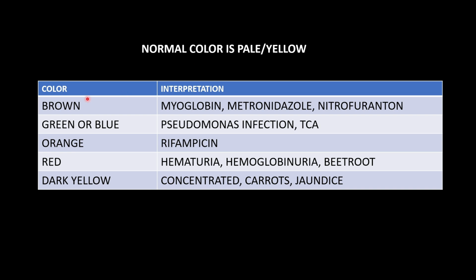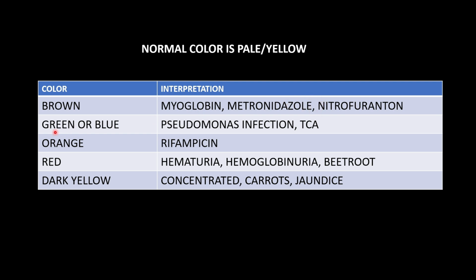So if the patient comes with the urine RE report, which is the urine test report, and it shows color of brown, it could be myoglobin, which is formed as a result of muscle breakdown. It could be because of metronidazole and nitrofurantoin medication, these are antibiotics.